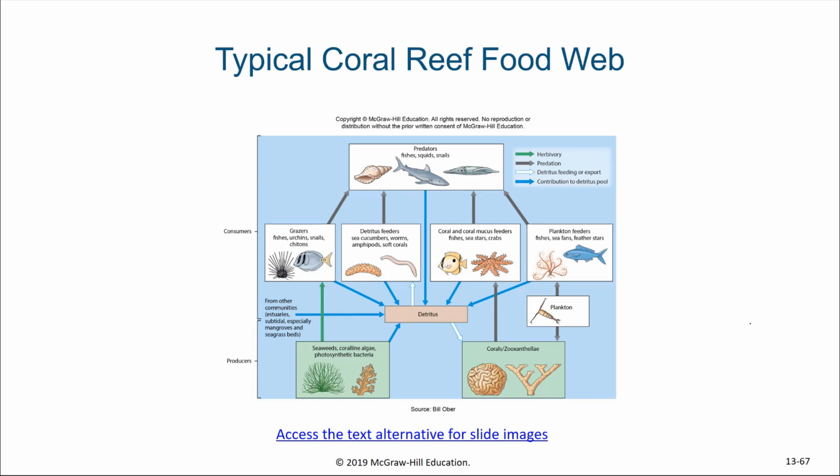When we look at a typical coral reef food web, we can see that seaweeds and corals are the primary producers, and specifically the zooxanthellae within corals. Now, seaweeds and other communities can contribute to the detritus pool, and the detritus feeders feed directly on that, including sometimes the corals. There are organisms that graze on the corals themselves, organisms that feed on plankton, organisms that feed on detritus, and organisms that feed on the primary producers. And then we also have the predators, which feed on these primary consumers.